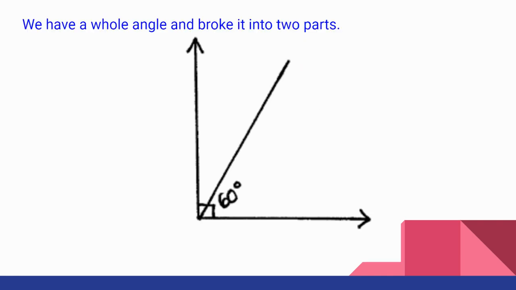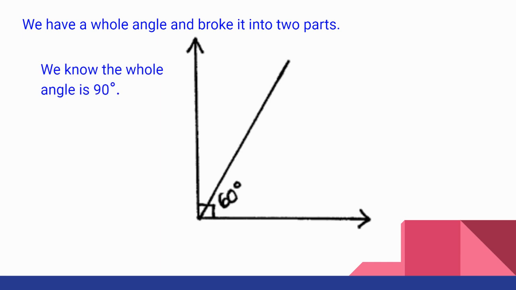So a little more explanation. Here we have a whole angle and broke it into two parts. So we took that 90-degree angle and broke it into two parts. We know that one of the angles is 60 degrees, and we want to figure out what the missing angle measure is. So think about how you might go about finding out that angle measure.